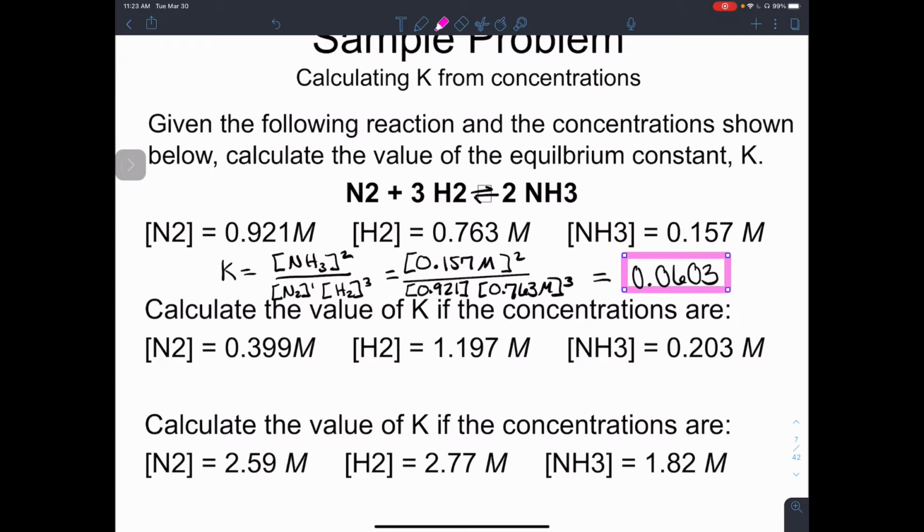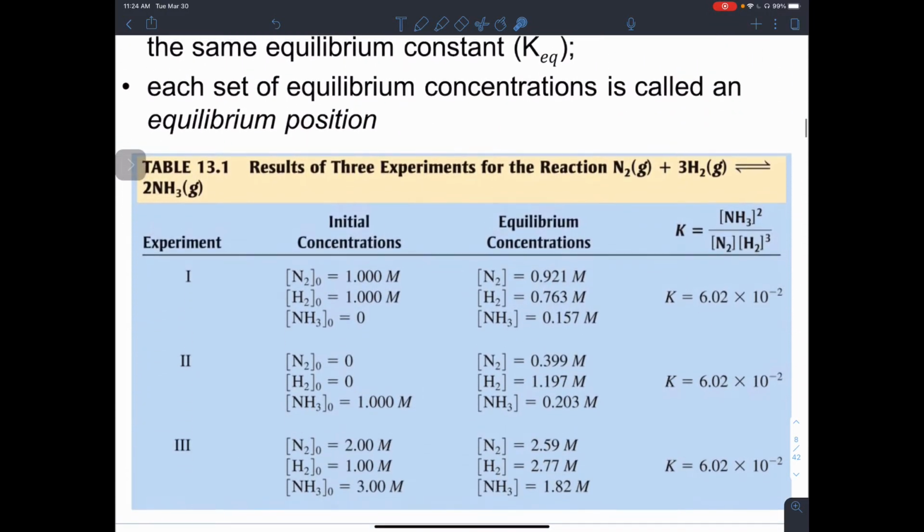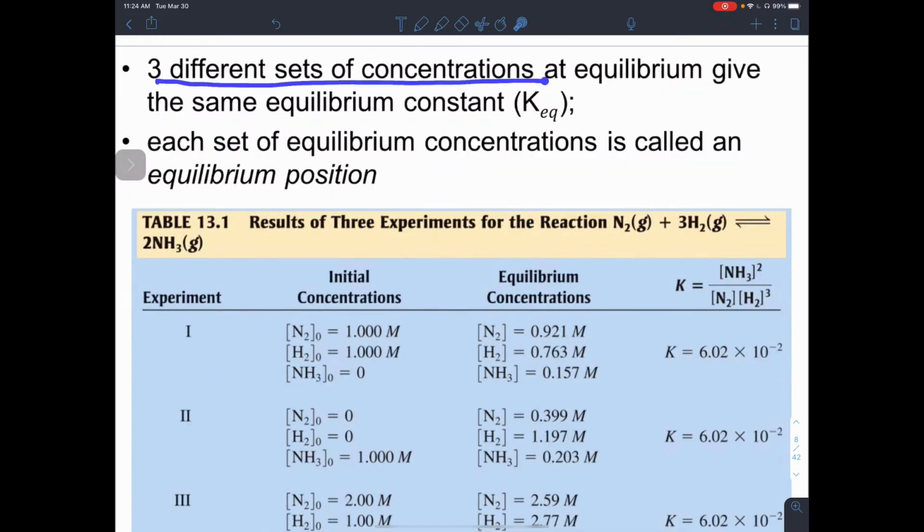So this same equation can be given with 3 different sets of concentrations still at equilibrium. Because remember, equilibrium does not mean that concentration doesn't change, but it means that the rate of concentration doesn't change. So as reactants are turning into products, products are turning into reactants at the same rate. So if we go ahead and calculate these next 2 sets, I think what we'll see is all 3 sets have the same K. 3 different sets of concentrations at equilibrium give the same K.